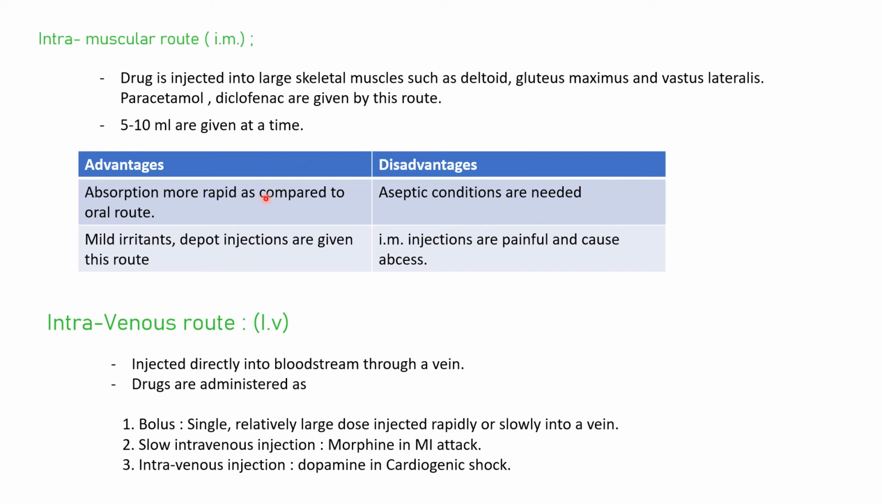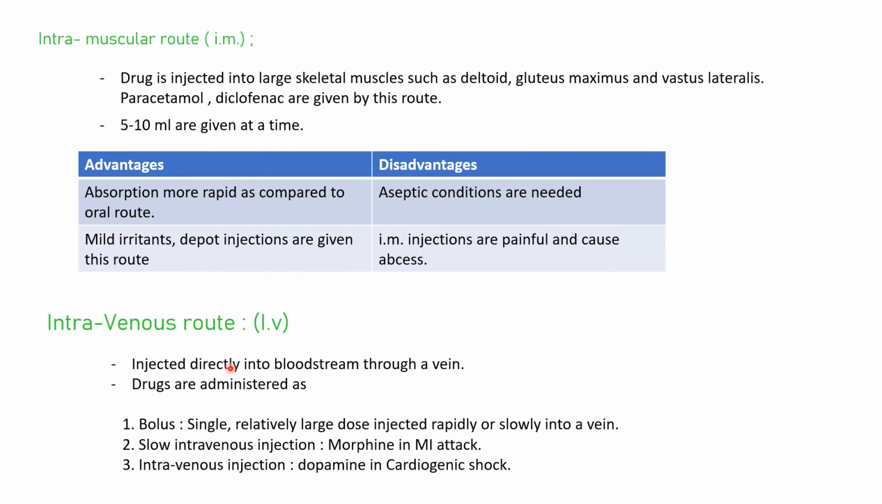Okay. Advantages: absorption is more rapid as compared to the oral route. Mild irritants and depot injections can be given by this route. Disadvantages: aseptic conditions are needed. Intramuscular injections are extremely painful. You may have experienced this. Those injections are very painful and can cause abscess.